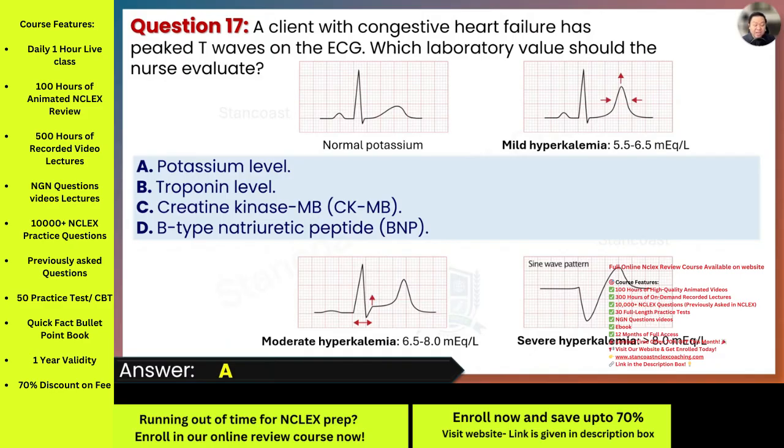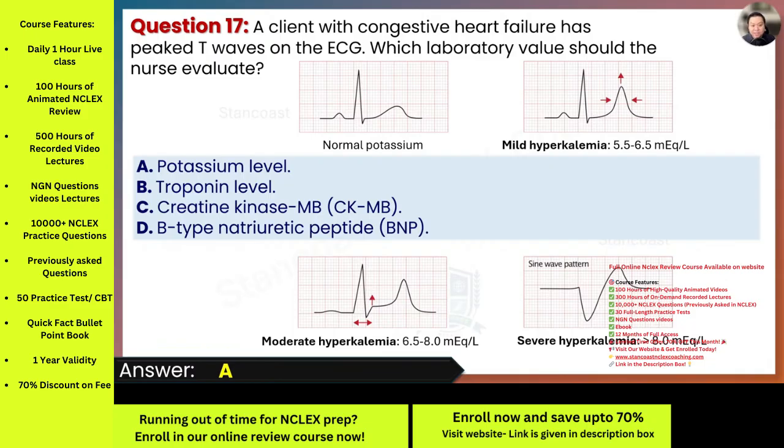And so, in short, with mild hyperkalemia, pay attention to peaked T waves reflecting faster repolarization. Now, with moderate hyperkalemia, there is prolonged conduction in the QRS and also a prolonged PR interval. Now, with severe hyperkalemia, there is loss of P waves, there is a sine wave pattern, and high risk for cardiac arrest.